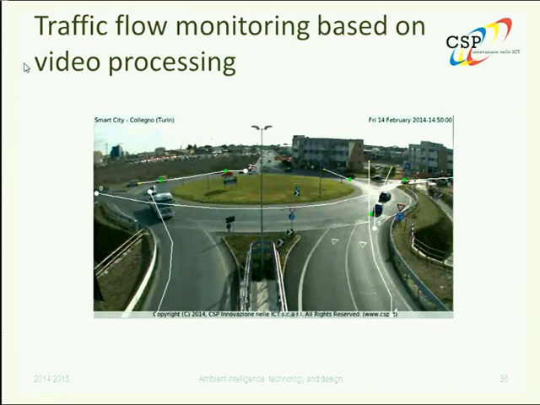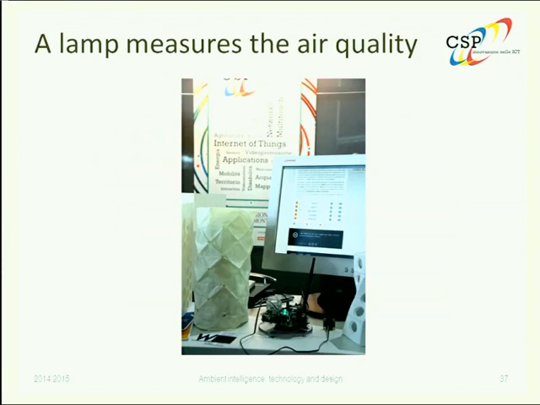Okay, about the ideas that came from CSP. One project that they have is traffic monitoring based on video processing. So they put cameras. There is also one here in Corso Castelfidardo that looks at traffic and computes where cars are going, how many are going straight, how many are turning right, what is the average number of cars. So they identify a car and follow it along the street to give some traffic statistics. It's a basic image processing technology that maybe could be made available.